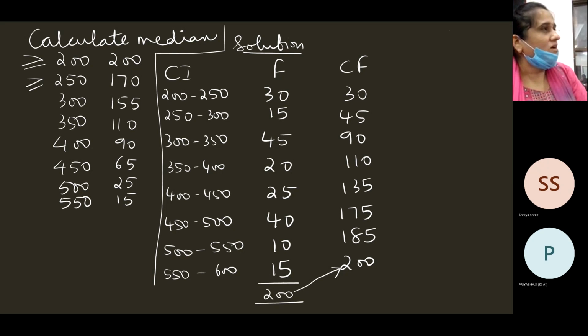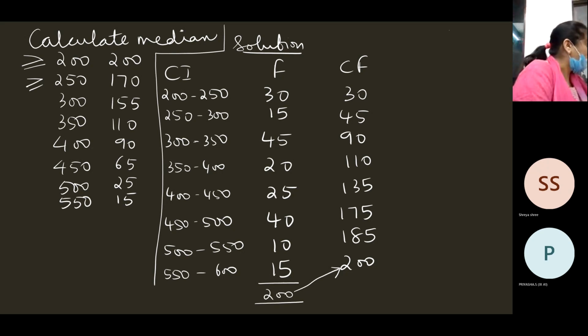750 by 2, Vardhan, look. Yeah, 375 is correct. You got that? Very good. 375 is right. Exactly 375 it is.